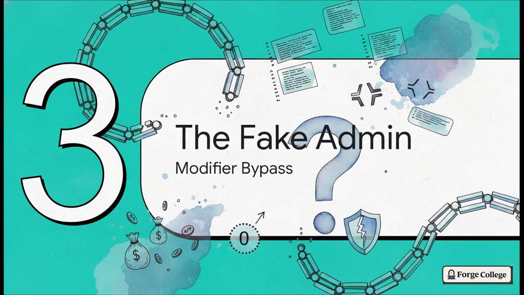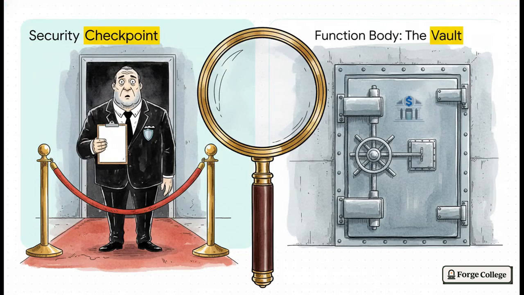Section 3. Case A, the fake admin, a classic modifier bypass. Okay, let's crack open our first case file. During our sandbox testing, an unauthorized user somehow slipped right past our onlyAdmin modifier and managed to withdraw funds. The big question is, how? We really need to isolate the boundary of the failure here.